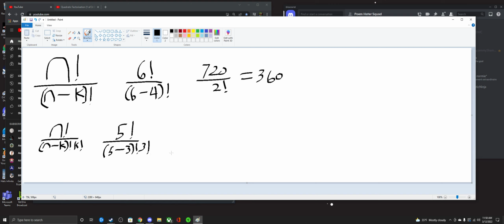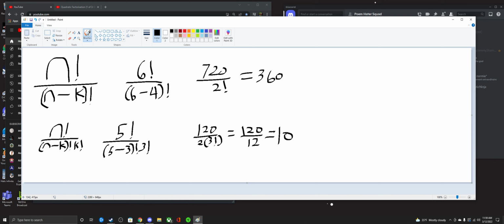Now 5 factorial is 120. 5 minus 3 is, well, 2. 2 factorial is 2. And 3 factorial is 6, because 3 times 2 times 1 is 6. So we can simplify this out to 120 over 2 times 3 factorial, which is just 120 over 12, which ultimately gets you 10. So there are 10 ways you can order a set of 5 colors into a set of 3.